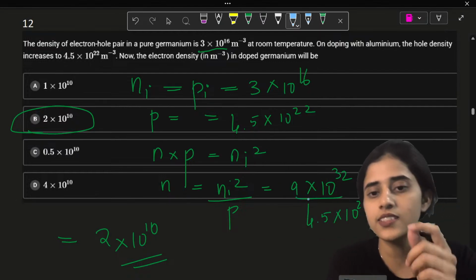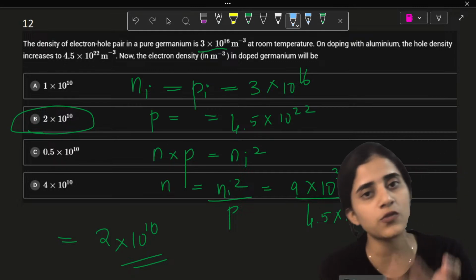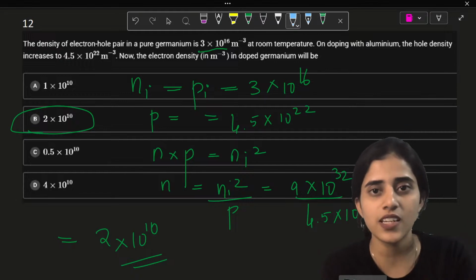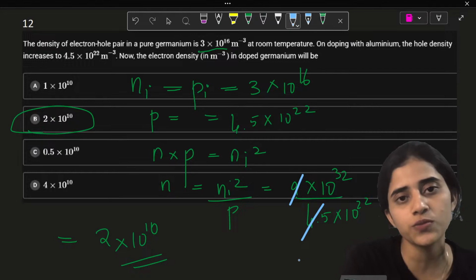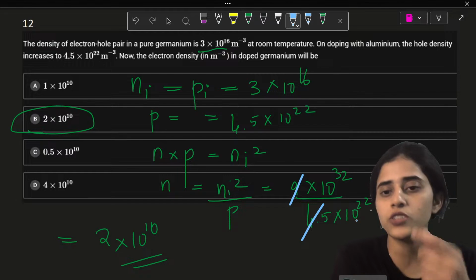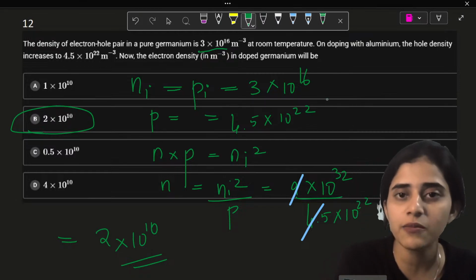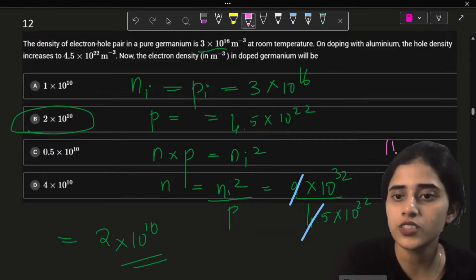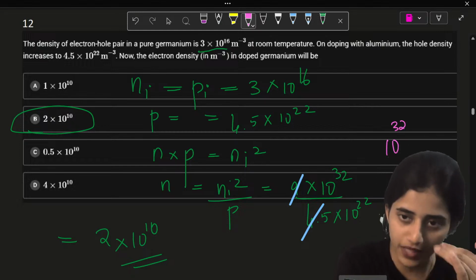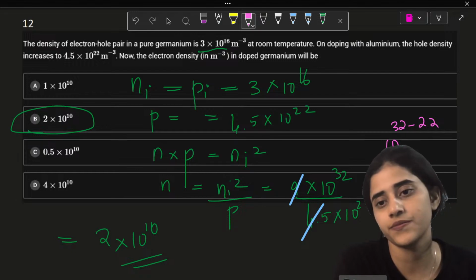So how I did this: what is 9 by 2? The half of 9 is 4.5. 4.5 plus 4.5 is 9, like 3 plus 3. So 9 and 4.5 I will cut. What remains? 2. And how do you do 10 raised to 32 divided by 10 raised to 22? When you take it up, it becomes minus 22. So it becomes 10 raised to 10.